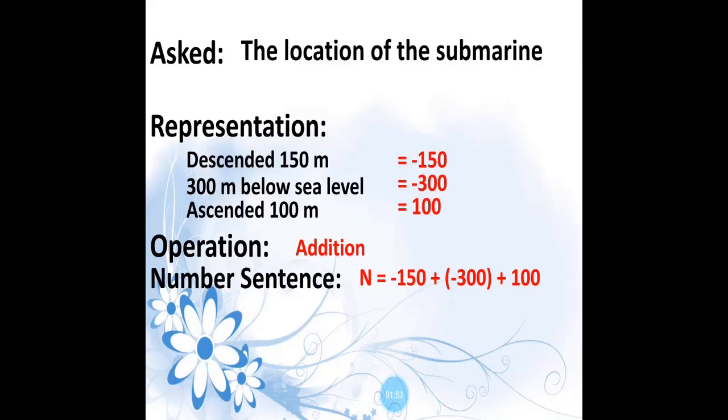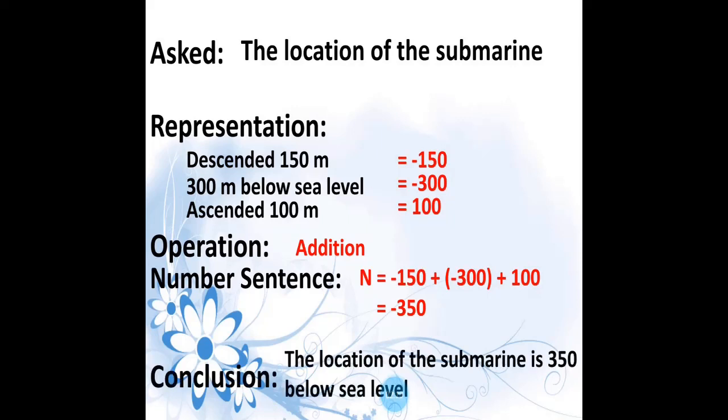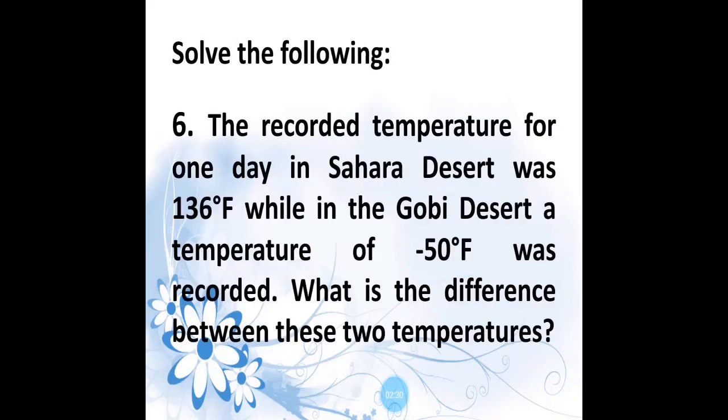So, negative 150 plus negative 300. Adding both of similar sign, we have negative 450 plus 100. So, we're going to add different signs. Therefore, we are going to subtract and follow the sign of the bigger number. So, that will be negative 350. Therefore, the location of the submarine is 350 meters below sea level. Is that clear? Okay. So, the next one is number 6.